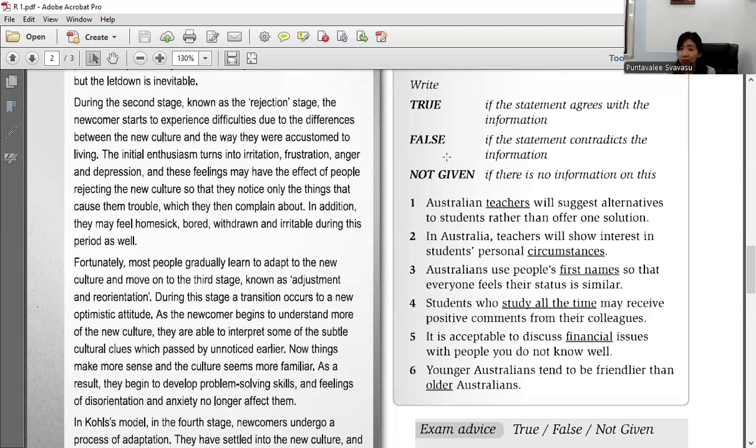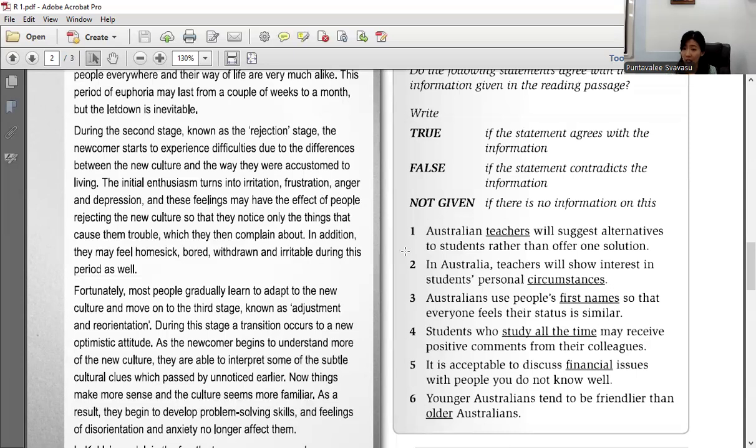For example, the first one, they give you the keyword, which is "teachers." It's a keyword as it leads you to a specific part. But think about if you choose the word "Australian." You will find this word all over the text, tens of times, because it talks about Australia. If you choose "Australian," you cannot choose a specific sentence because there are a lot of them. So here, we're going to focus on the teacher and students.